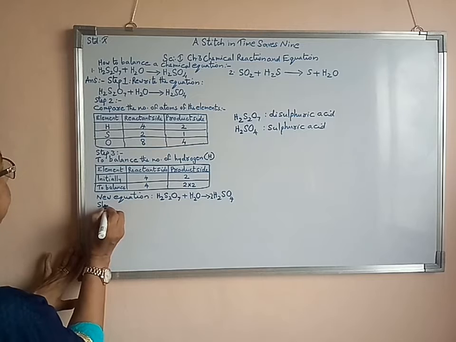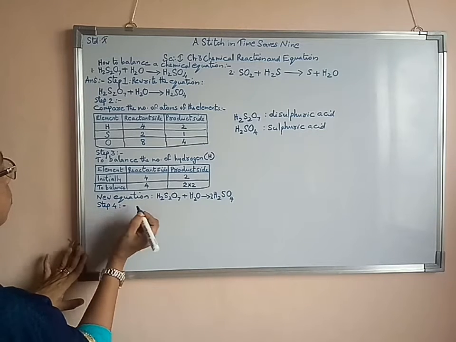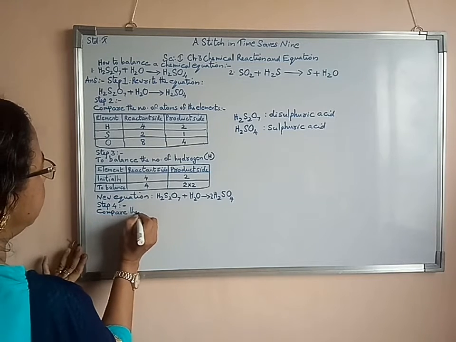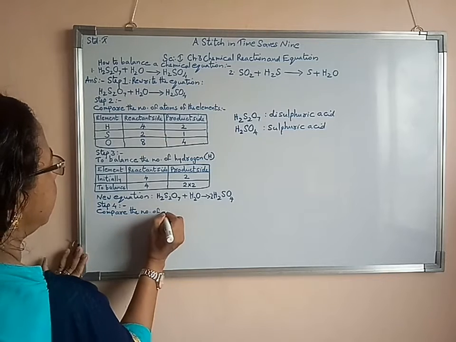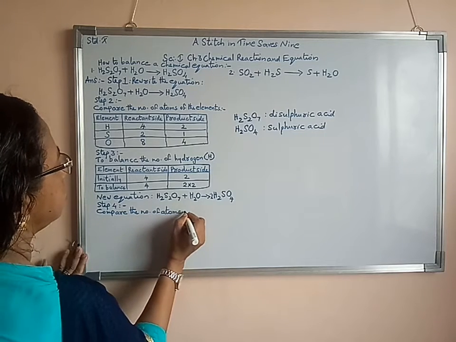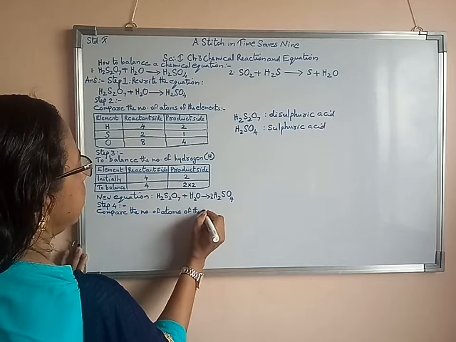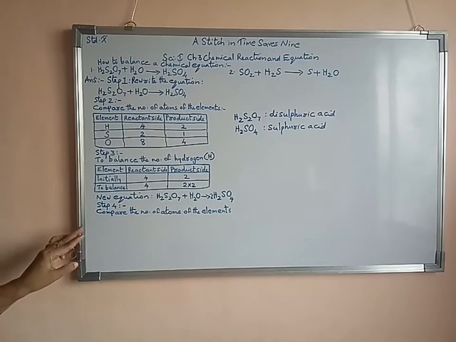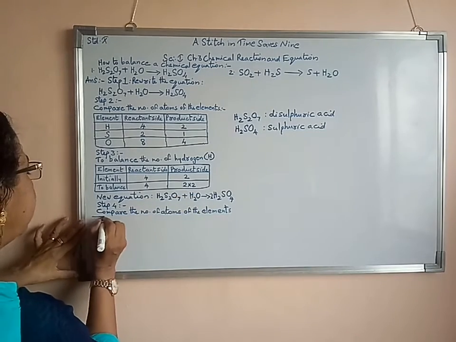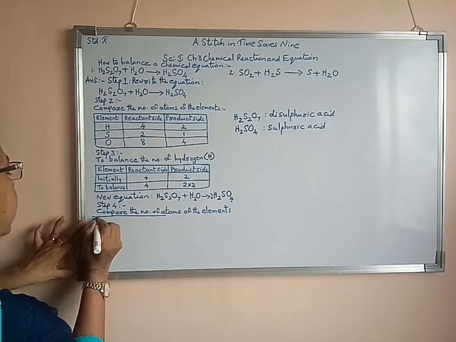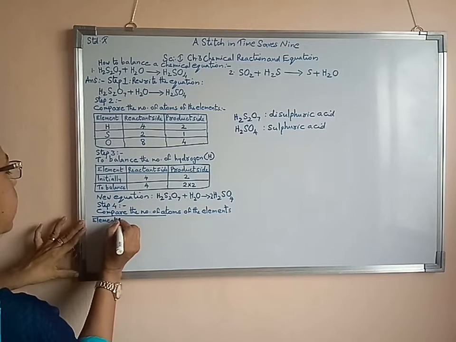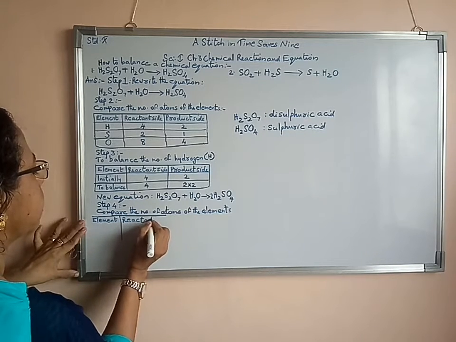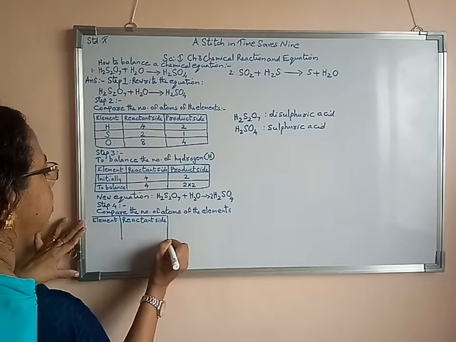So we will write now step 4. Compare the number of atoms of the elements. Here again we will make the table. Element, reactant side, product side.